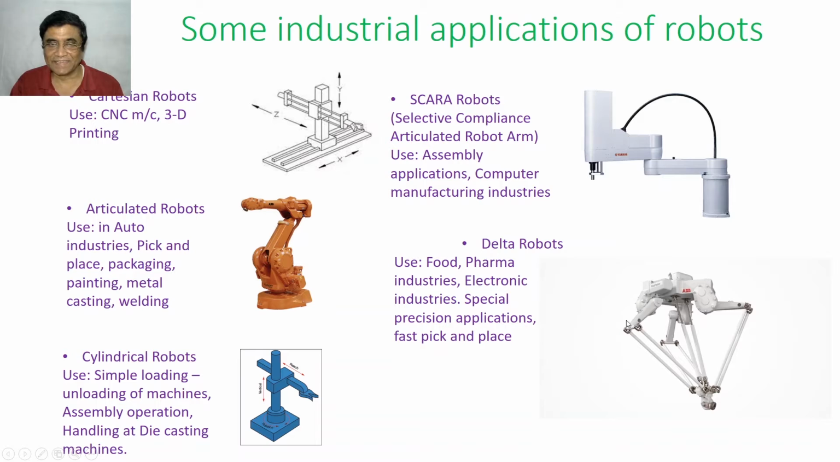You can see, and they are useful for other applications than industry, for food industry, pharma industry, some electronic industry, special precision application, fast track, fast pick and place, all kind of operations they can do with the Delta robot. Okay, spider-like robot they can use. And all these kinds of robot can be modeled with the technique which we have studied so far using Denavit-Hartenberg principle.